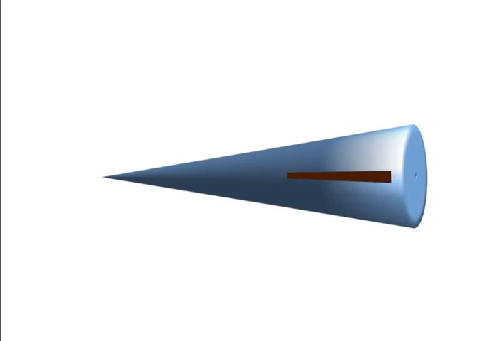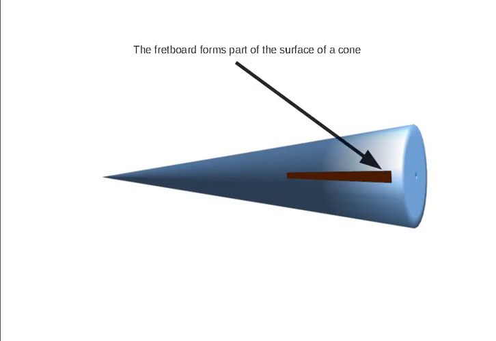So what's the solution to the problem? As you probably guessed from the title of this video, the answer is a conical fretboard, or more accurately a fretboard that forms part of the surface of a cone. In other words, if you take a large number of these fretboards and put them side by side, they'll form a shape that is part of the surface of a cone.